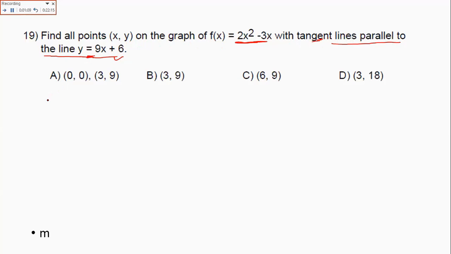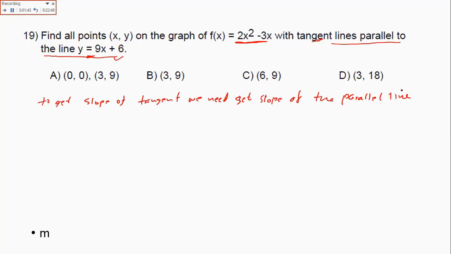So let's get the slope of this line. To get the slope of the tangent, we need to get the slope of the parallel line. It's a line because this is a linear function. Okay, so what's the slope of this linear function?